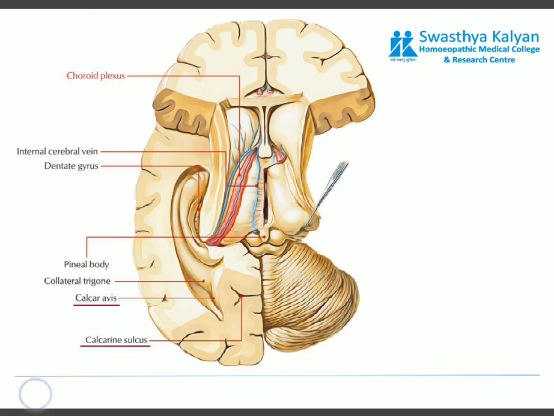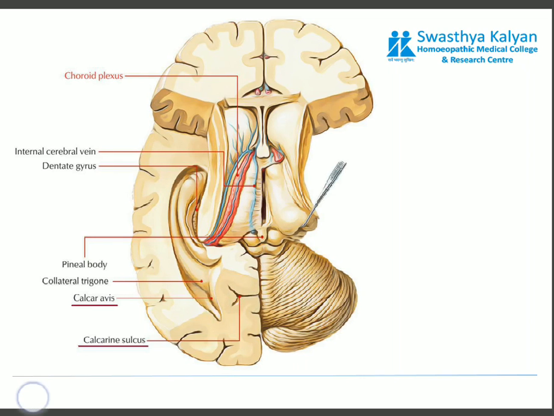So you can see this is the posterior horn. This portion of the lateral ventricle is the posterior horn, and you can see this is the calcarine sulcus that leads to a prominence or an involution, which is named the calcar avis.